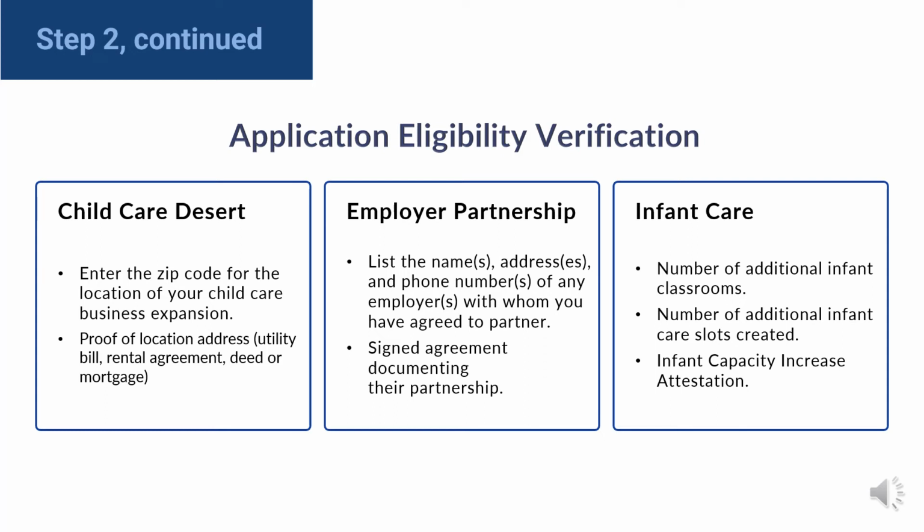If you are expanding with an employer partnership, you'll need to list the names, addresses, and phone numbers of any employers with whom you have agreed to partner. You'll also need to include a signed agreement documenting their partnership. If you are expanding infant care, you will need to show the number of additional infant classrooms, the number of additional infant slots created, and include an infant capacity increase attestation. For more information on what needs to be included in the employer partnership agreement, see the guide info posted at childcare.texas.gov.